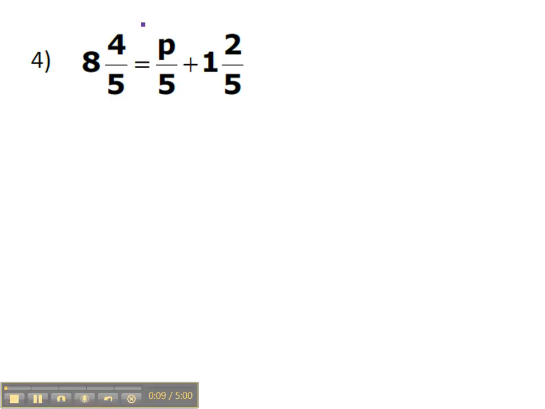We're solving two-step equations, but we've got some rational numbers here to deal with. So we're just going to solve the same way. We have to deal with this. We're trying to isolate the variable p. So we have to get rid of this plus 1 2/5. So we subtract 1 2/5 from both sides.